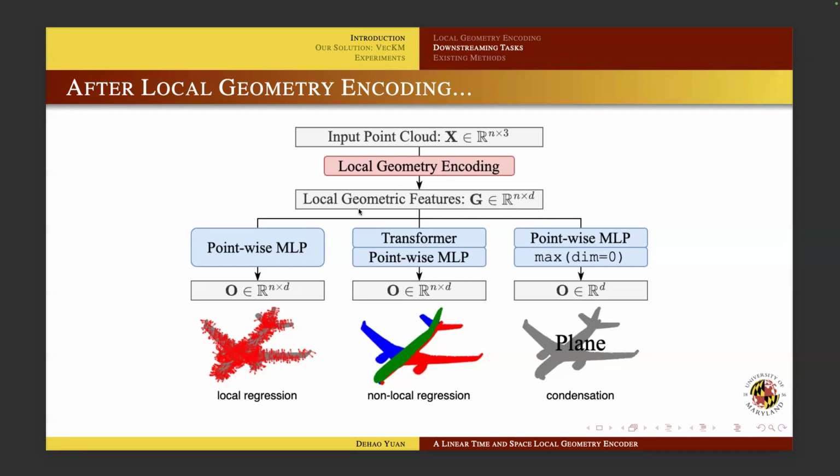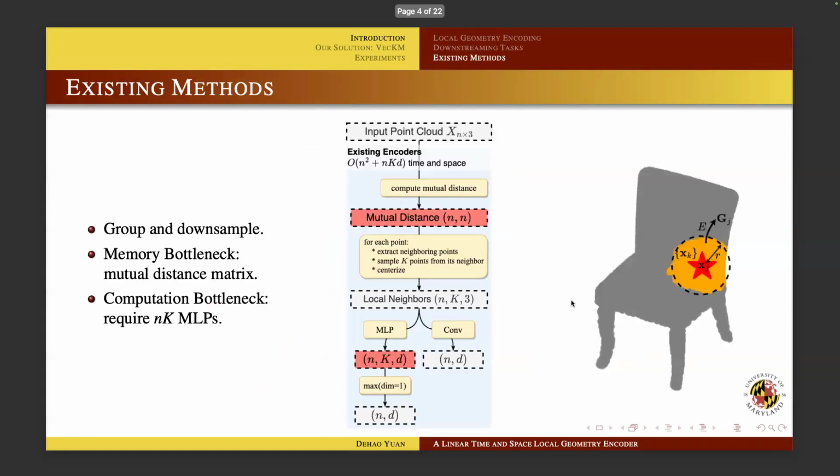So in this slide, I basically want to state that local geometry encoding is a fundamental task, and it has a lot of applications in point cloud applications. After knowing the motivation, we want to know how existing work deals with local geometry encoding.